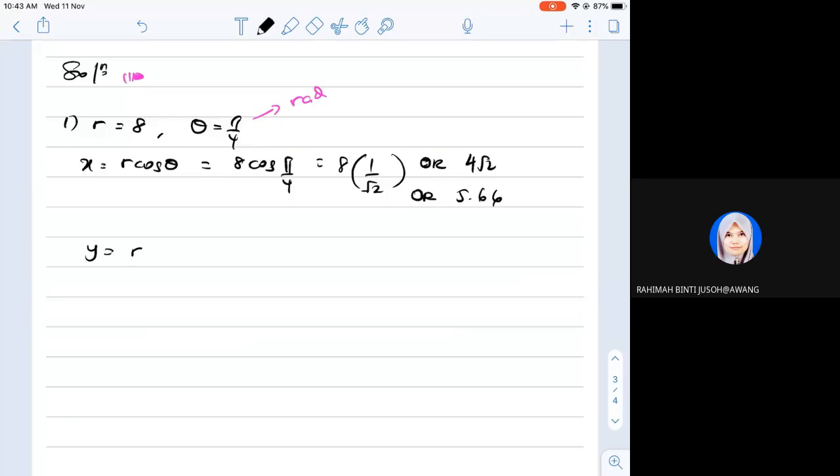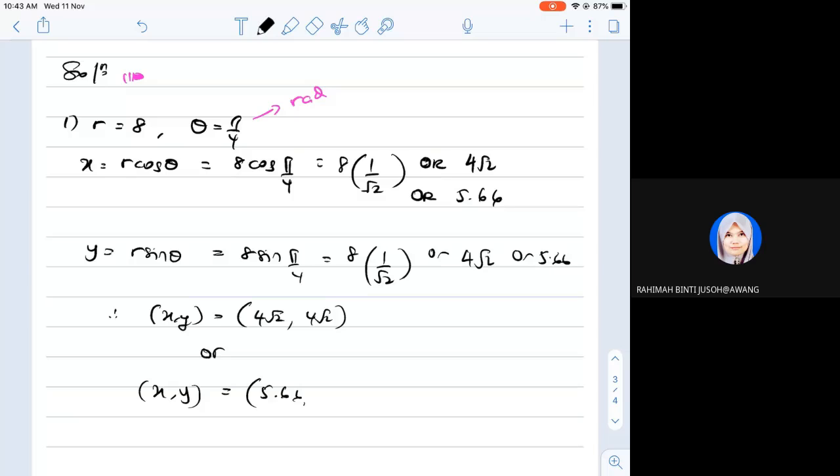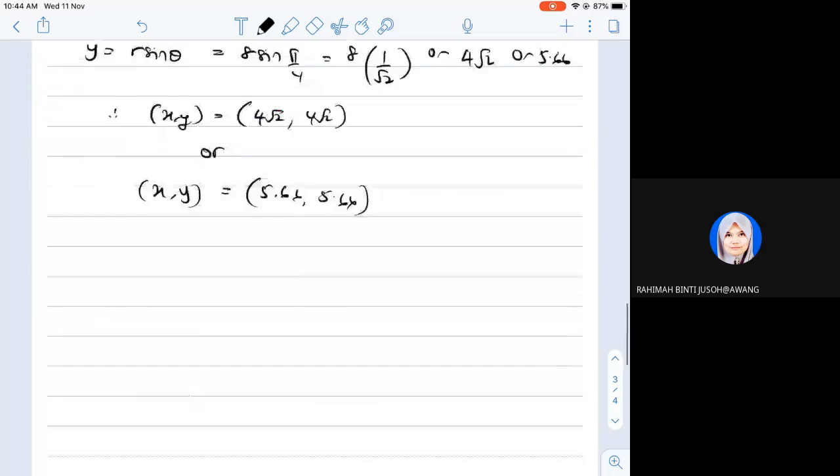And then y equals r sin theta. So again, sin theta also gives the same value, 4 square root 2 or 5.66. Therefore, the coordinate of xy equals 4 square root 2, 4 square root 2. Or you can have decimal places also. Okay, I don't mind, I will accept both answers. 5.66, 5.66. Okay, next question number 2.